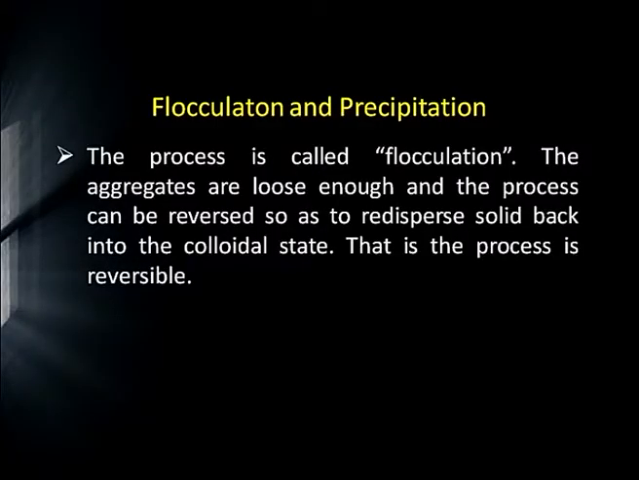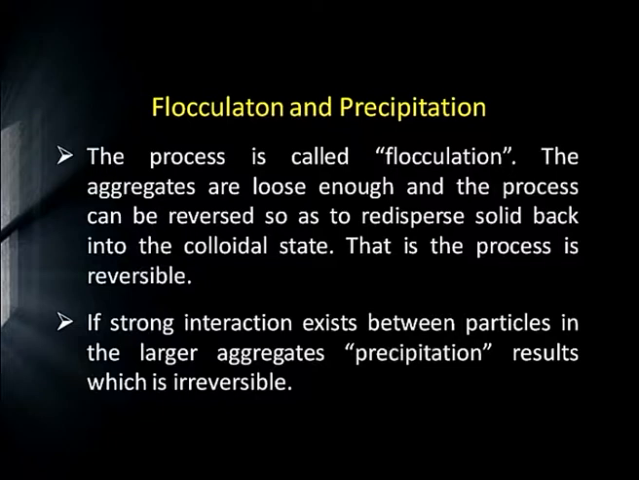There are two other terms that we generally use. One is flocculation, another is precipitation. What do you mean by flocculation? When the charges are removed and the aggregates form, if the forces holding the particles within the aggregate are not strong enough, it is possible to redisperse the solid that has separated out into the colloidal state, which means flocculation is a reversible process. But if the interaction between the particles within the aggregate, that means the precipitates that are formed, is strong, the process is appropriately called precipitation, which is irreversible. We cannot redisperse the solid that has come out as precipitates back to the colloidal state.